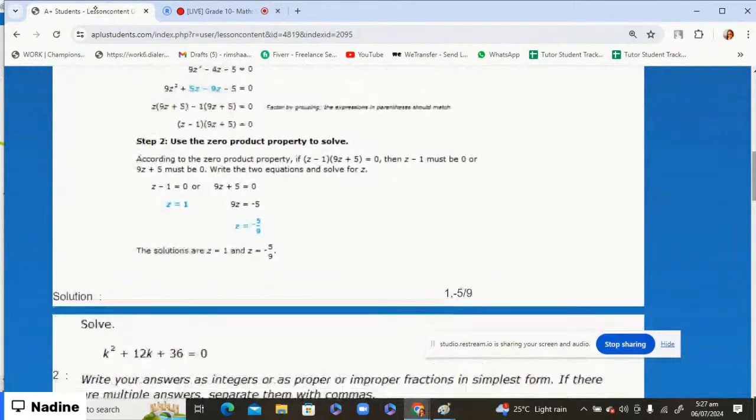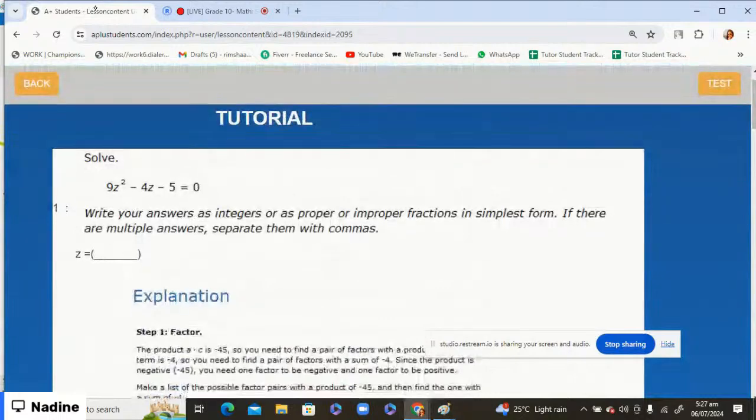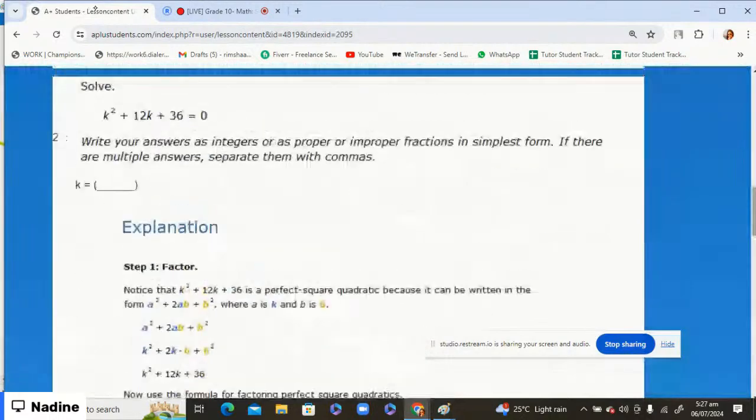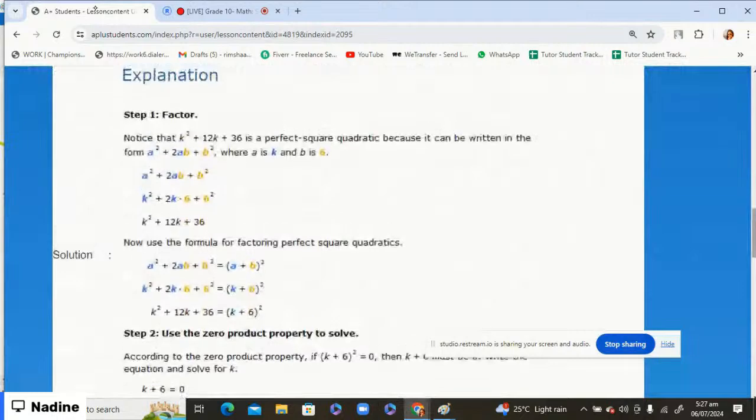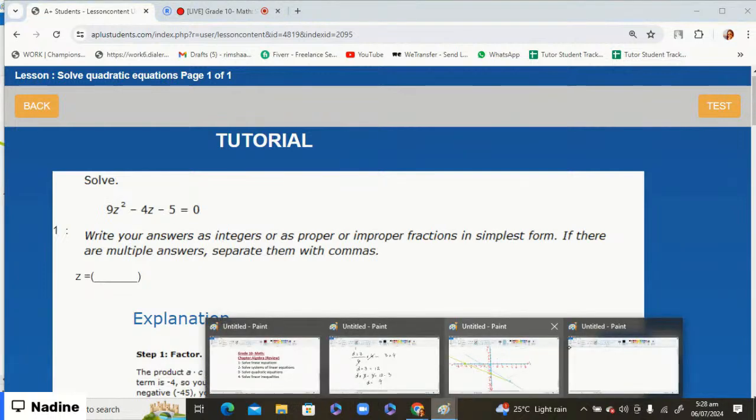First we use factorization, and if there is no factorization, then we apply the quadratic formula. There are two methods to solve the equations. So what's a quadratic equation? A quadratic equation is an equation in which you have a square term, then a single term, and then a constant. It's in this form.